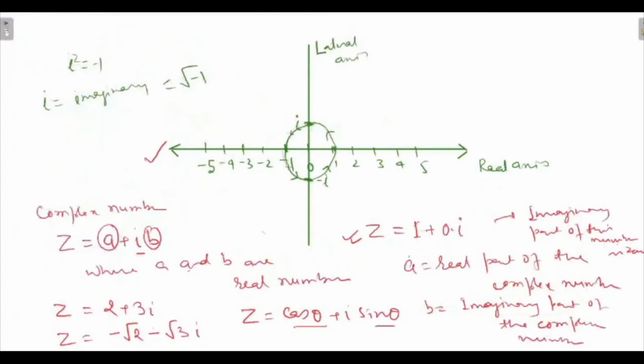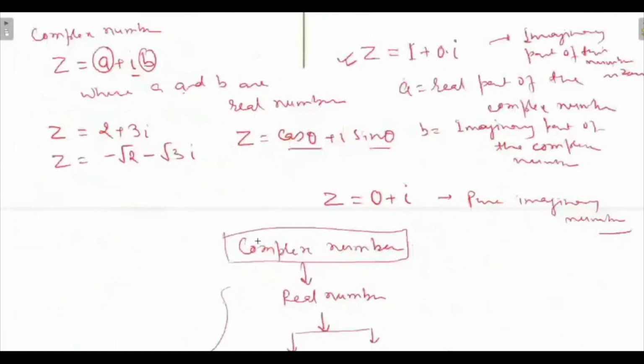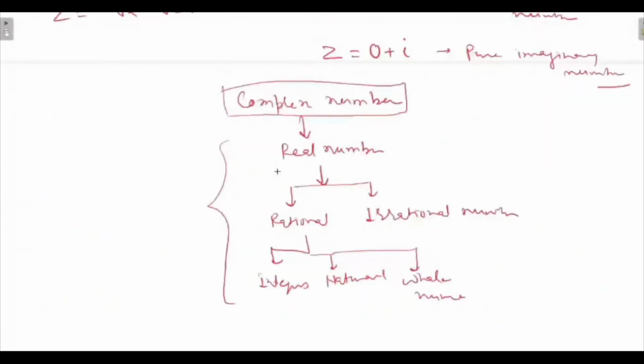Then we talked about real part, imaginary part of complex number, and talked about how complex number is a superset encompassing real number. So now, earlier real number was encompassing all those numbers. Now complex number is going to be one level above the real number, is what we discussed.